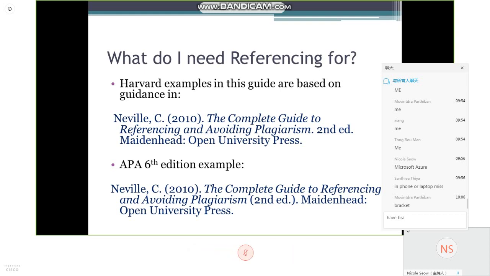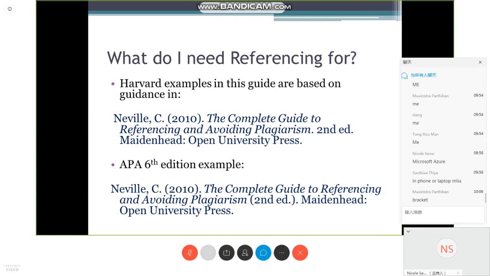Aha, the bracket. Most of you have indicated the bracket in the APA 6th edition. If it says 2nd edition, this is actually the book edition. So for APA 6th edition, you have to put it in brackets. For the Harvard version, it doesn't have any brackets. This is the only difference for these two references.